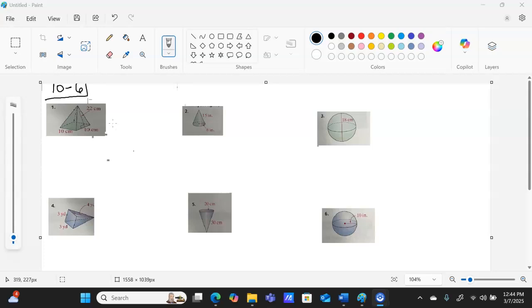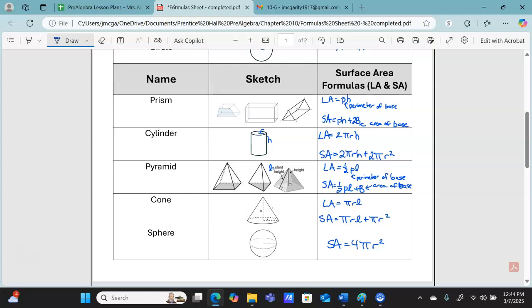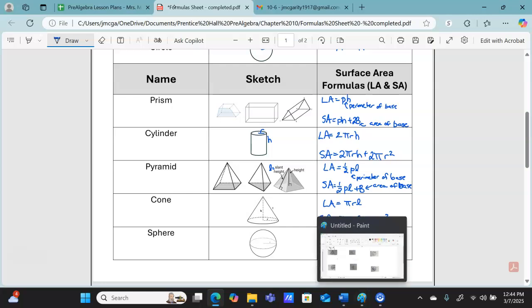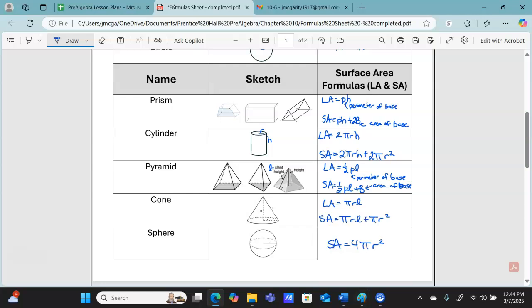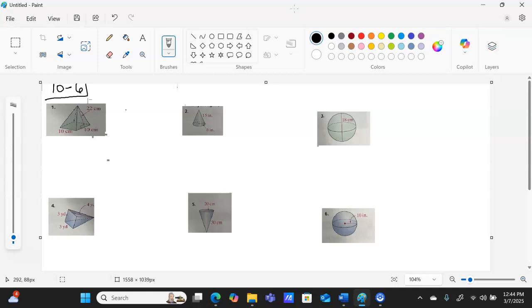Okay, number one, we have a pyramid. And real quick, here's our formula sheet. For a pyramid, we have 1/2 perimeter times the slant height for the lateral surface area, and then 1/2 perimeter times the slant height plus the area of the base for the total surface area. So let me go back to here.